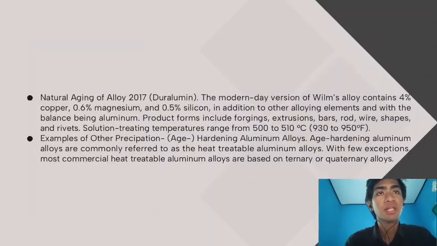Natural aging of alloy 2017. The modern day version of this alloy contains 4% copper, 0.6% magnesium, and 0.5% silicon, in addition to other alloying elements, with the balance being aluminum. Products include forgings, extrusion bars, rod, wire, shapes and rivets.